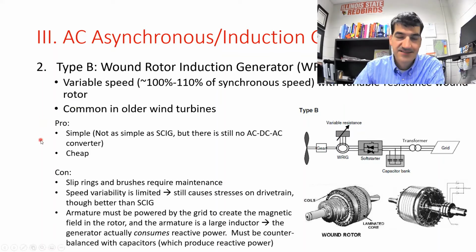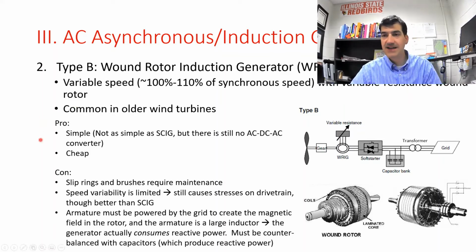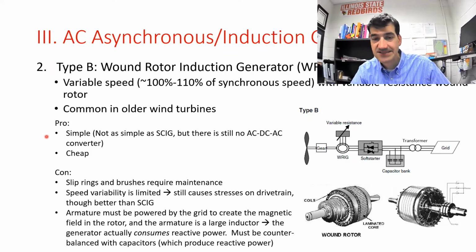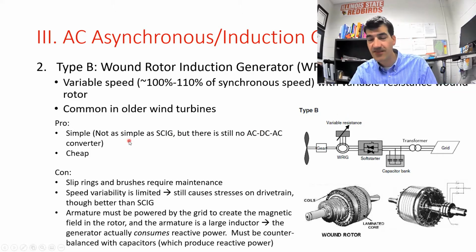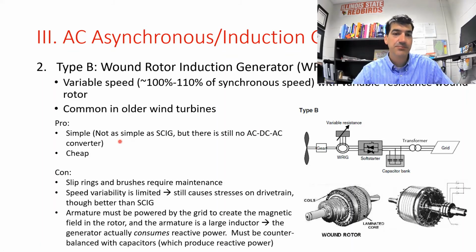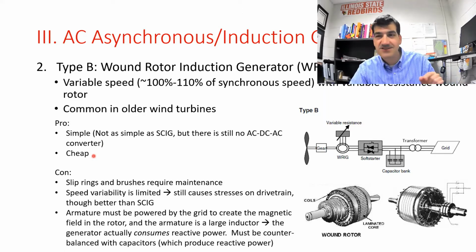All right, some similar advantages that we had in the previous design. It's still really simple. It's not quite as simple as the squirrel cage induction generator because now we have this variable resistance right here. So that introduces a little bit of complexity, but not very much. There's still no converter that we're going to talk about in the next type of design. So it's still pretty simple, and that means it's still pretty cheap. Maybe not quite as cheap as a squirrel cage, but compared to type C and type D that we'll talk about next, it's really cheap.